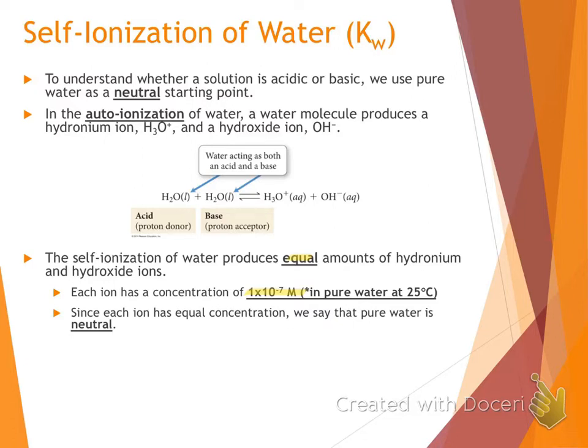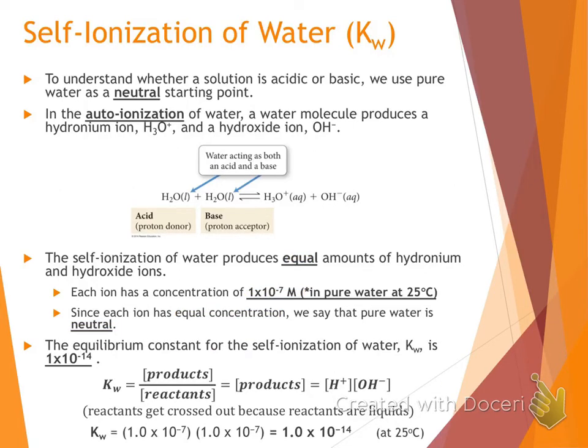Since each ion has an equal concentration, we say that pure water is, again, neutral, and the equal concentration of both of those is 1 times 10 to the negative 7 molar. The equilibrium constant itself, our Kw, is 1 times 10 to the negative 14th power. Let's look at where that comes from.